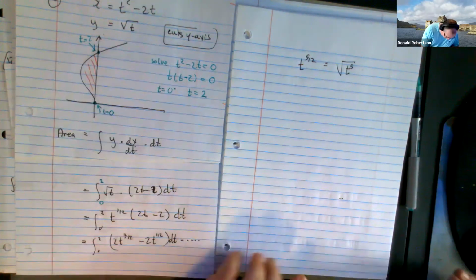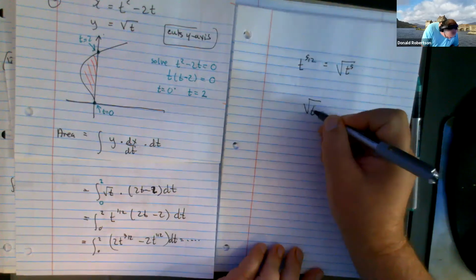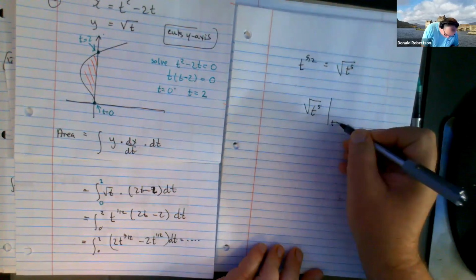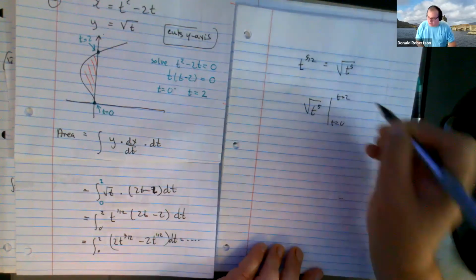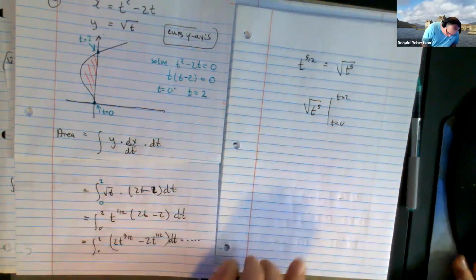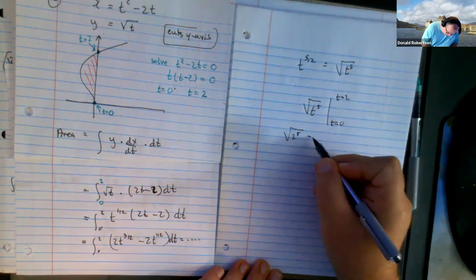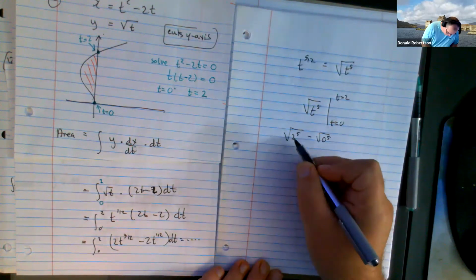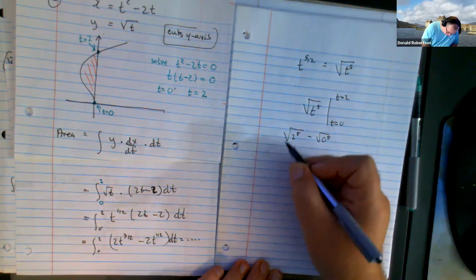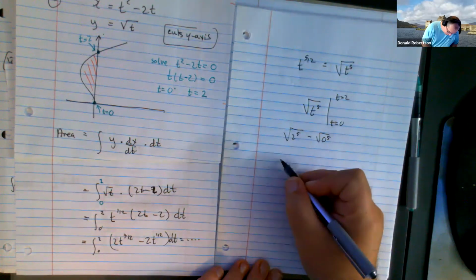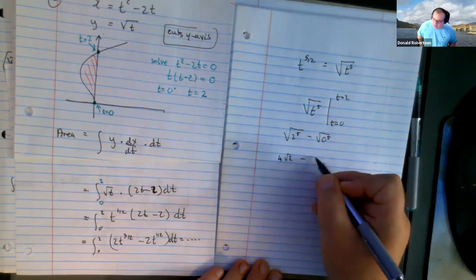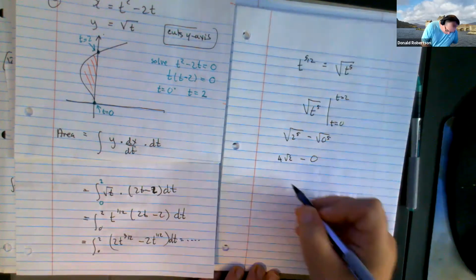Now, if that was part of your calculation, we pretend that I was going to do it at t equals 0 and t equals 2. Let's say that's all I needed to do. It would be the square root of 2 to the 5, take away square root of 0 to the 5. However, if you work on it enough, you'll be able to find out that it's 4 root 2, take away nothing. And then it would be 4 root 2.